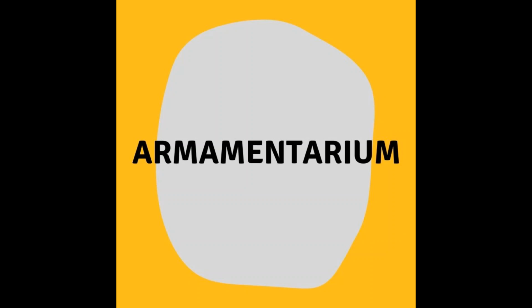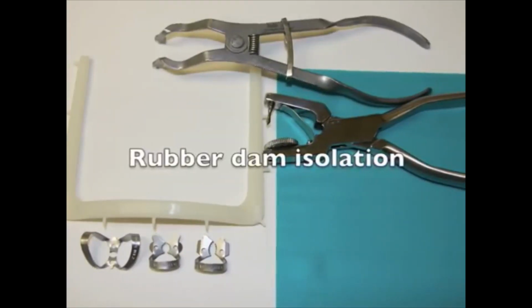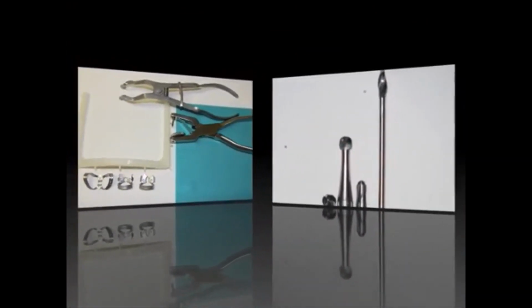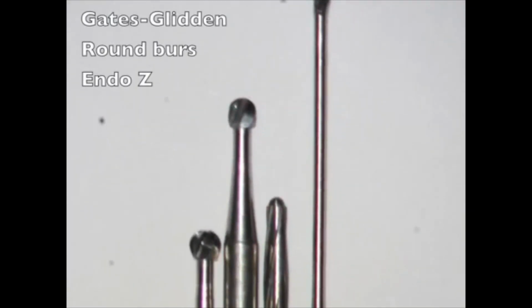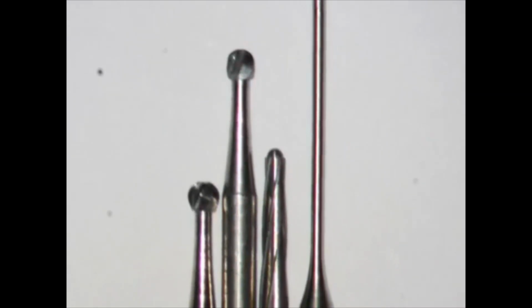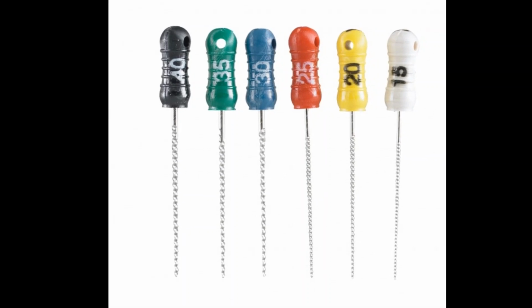2. Armamentarium. Don't forget that you should isolate every tooth before endodontic therapy. Different burrs can be used during access opening. Round burrs, either carbide or diamond, Endo Z, and Gates-Glidden drills are very helpful and commonly used during this phase of the endodontic. Key files.